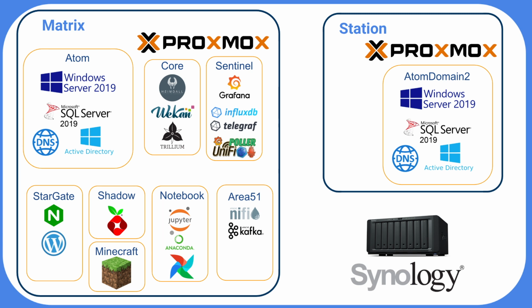So a few more I wanted to highlight here. I've got Stargate, which is where my external facing services are. I've got Nginx running there, and then behind that I've got WordPress for a website, and then some other stuff that's coming later. I've got my shadow network where I'm running Pi-hole, and that's where I do my ad blocking, things like that.